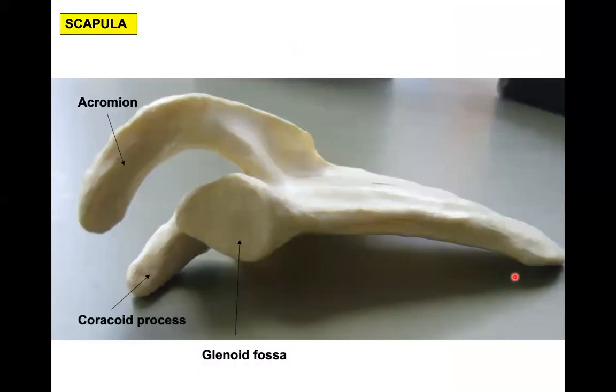Here is a different view of the scapula again. This would be your lateral border right here. This is the glenoid fossa where your humerus attaches. This portion is your spine, and the ending of that is the acromion, and the extension that is by itself is called the coracoid process.